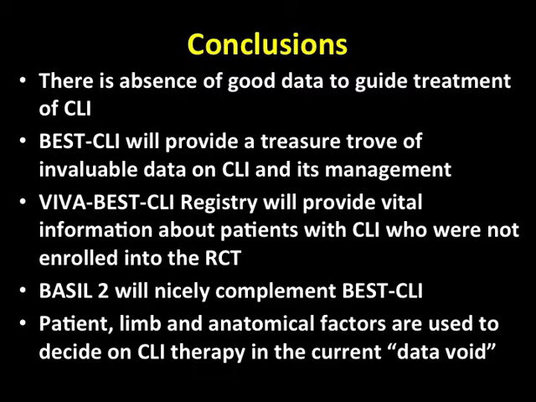So in conclusion, there is an absence of good data to guide treatment of critical limb ischemia today. The BEST trial will provide a treasure trove of invaluable data on CLI and its management. The VIVA BEST registry will provide vital information about patients with CLI who were not enrolled into the randomized trial. BASIL-2 will nicely complement BEST, and patient, limb, and anatomical factors are used to decide on CLI therapy in the current data void. Randomized controlled trials are imperfect, but they're the best science that we have. It is not a GPS to replace clinical judgment, but a valuable compass suggesting the right general direction of travel. Thank you.